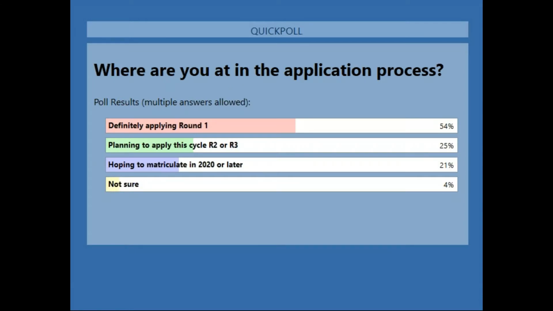Again, with 78% voting, it was 54% are definitely applying round 1, 25% round 2 or 3, which round 3 would be just for 2 plus 2, 21% hoping to matriculate in 2020 or later, and 4% not sure. Well, there's a significant difference between this evening and this morning's audience because we have many more who are definitely applying round 1. I also sense that this is a much more domestic, or I should at least say North American audience than this morning. So we had a much bigger international representation.